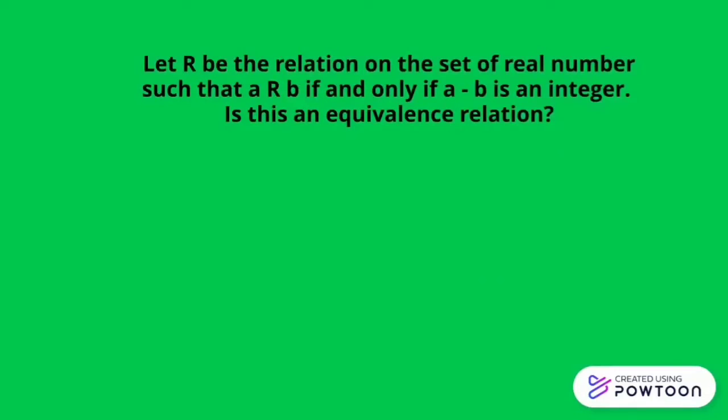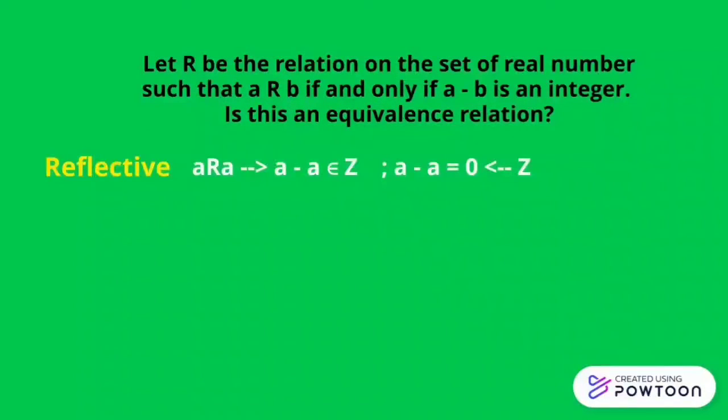Let R be the relation on the set of real numbers such that A relation B if and only if A minus B is an integer. Is this an equivalence relation? Number 1, reflexive. A relation A must be A minus A, where the number should be an integer. A minus A is equal to 0, which is an integer. Thus, it is reflexive.